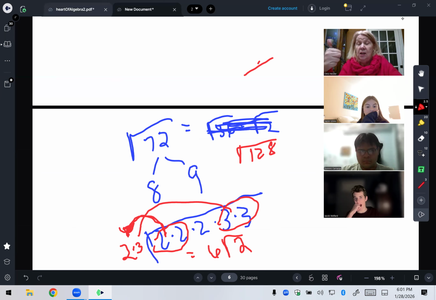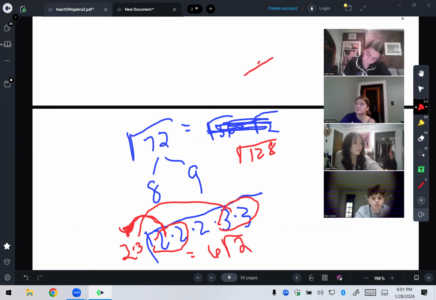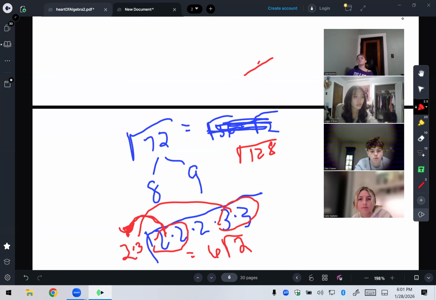Okay, does that make sense, Sailor? A little bit? Okay. This group, Julia, does that make sense? That's if you get a square root you have a very hard time seeing. So we're going to be using that strategy next week.